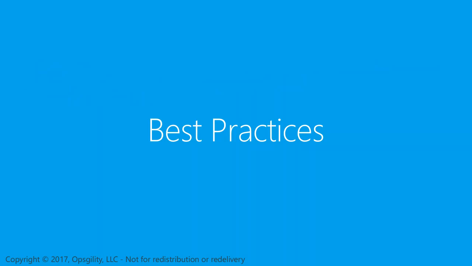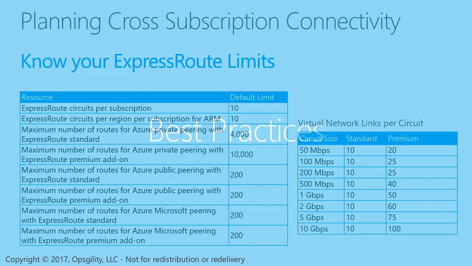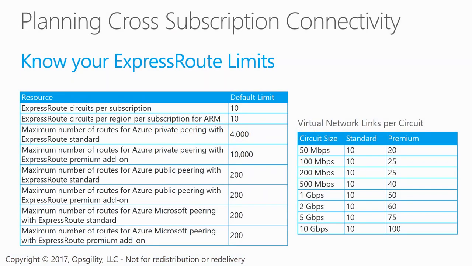We'll cover a few best practices here. So the first thing is whenever you're going to connect virtual networks in different subscriptions, you're going to want to know the limits or what is available in terms of bandwidth and how many links can be created and connections can be created.